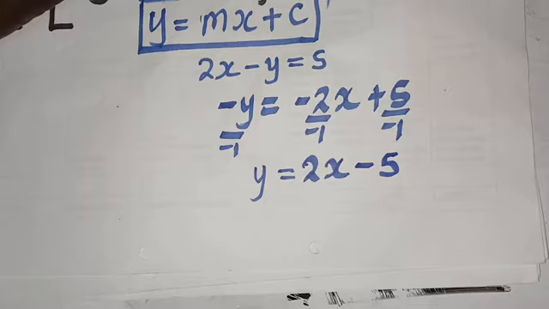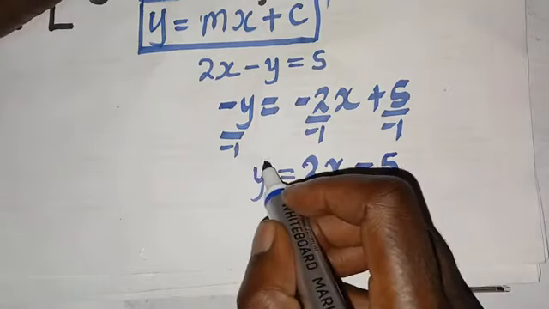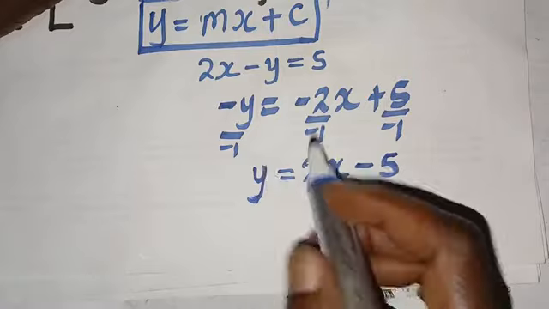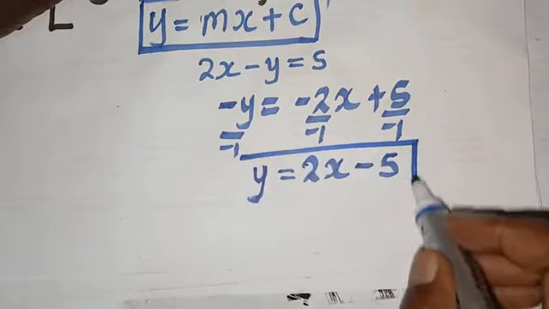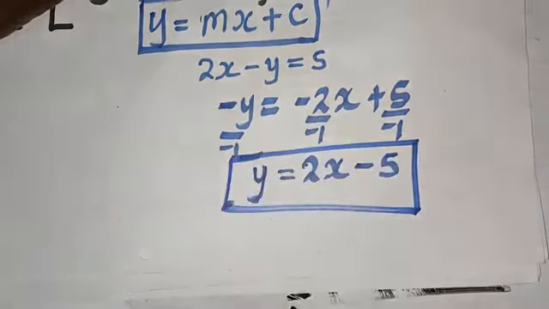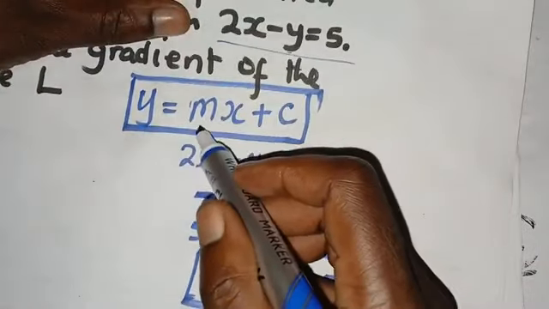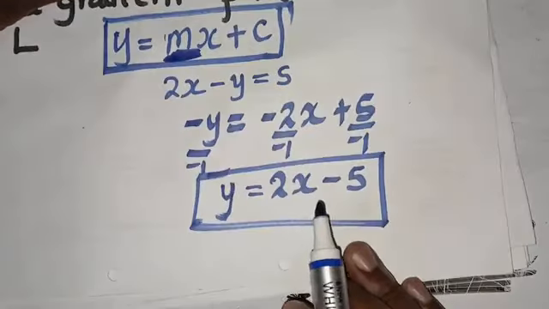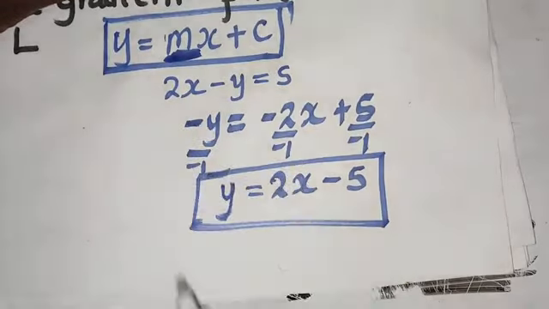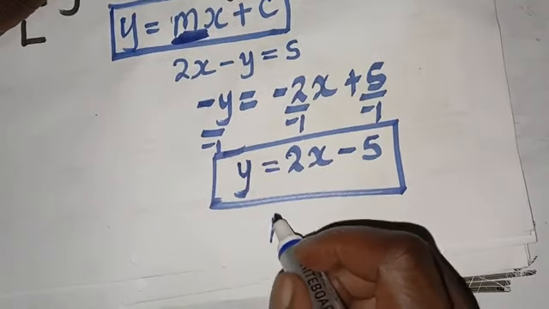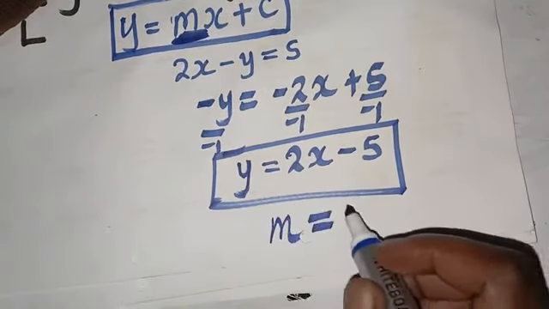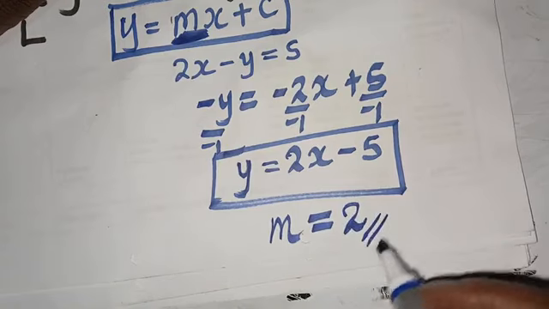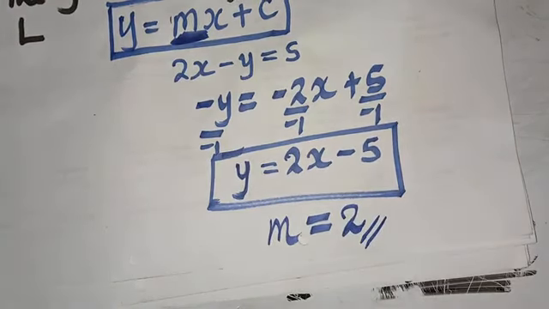So now, ladies and gentlemen, we have just achieved what I was telling you, that we have written this equation in the form that I told you. Now, m is our gradient. So which number has taken the position of m there? It is 2. So our m, which is the gradient, is 2. Do you get that? I hope you have understood what I have said.